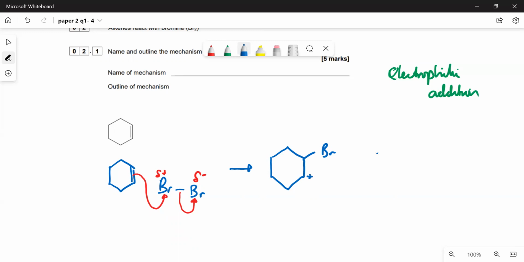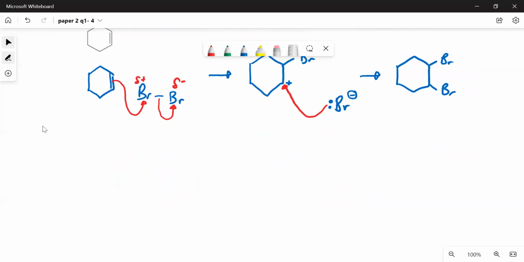And then finally the Br minus, draw a lone pair on the Br minus ion. Those electrons go into the positive carbon, and we're going to make the product 1,2-dibromocyclohexane. That is the mechanism. 5 marks.